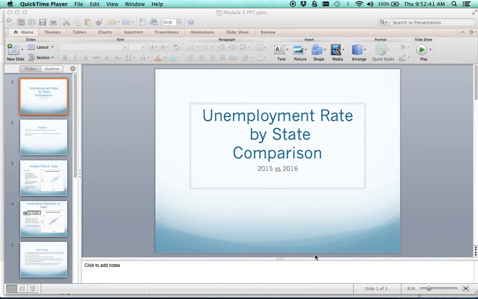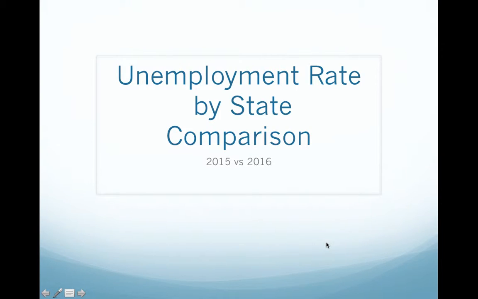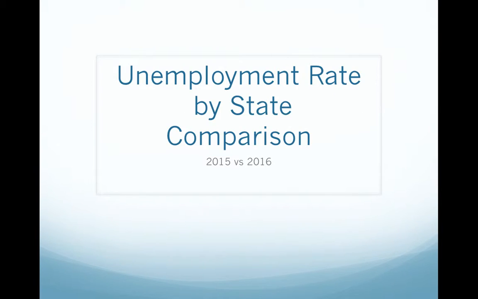This is the PowerPoint modeling, if you will, of the analysis of unemployment rate by state for 2015 versus 2016 for the BGEN 202 class. We have started out, the data that we have is we've captured the unemployment rates for each state and the District of Columbia for 2015. I think that was September of 2015. And then we captured those same unemployment rate statistics by state for 2016.